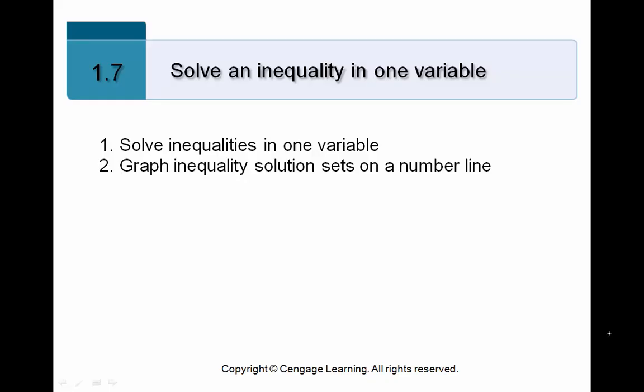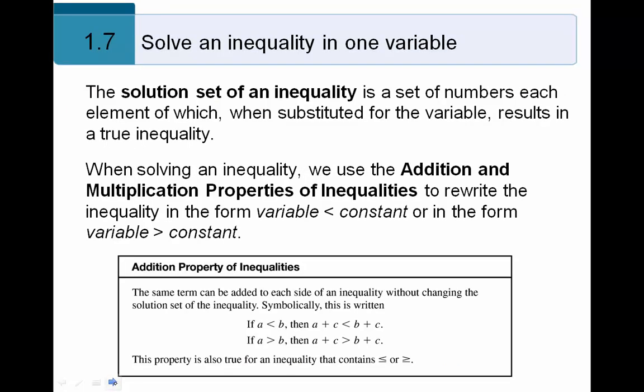Section 1.7 is titled Solving Inequalities in One Variable. There are two objectives to Section 1.7. The first is to solve inequalities in one variable, and the second is to graph the solution set of an inequality on the number line. The solution set of an inequality is the set of numbers that, when substituted for the variable, results in a true statement.